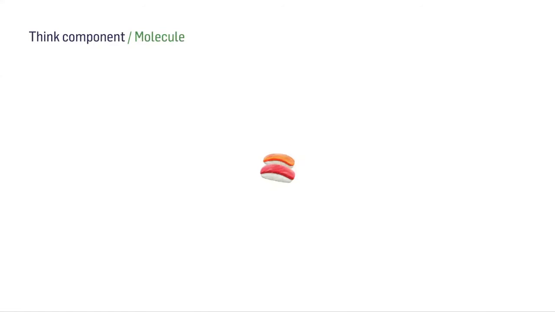Then you have the second one, which is the molecule. A molecule is basically a combination of multiple little atoms. So here you see the little ingredients are put together into little sushis. Then you have organisms, and that's basically a set of molecules. So you have molecules which contain little atoms, put together. That's an organism, it's a bit bigger than that. And you have templates, which is basically a set amount of molecules that is repetitively used.